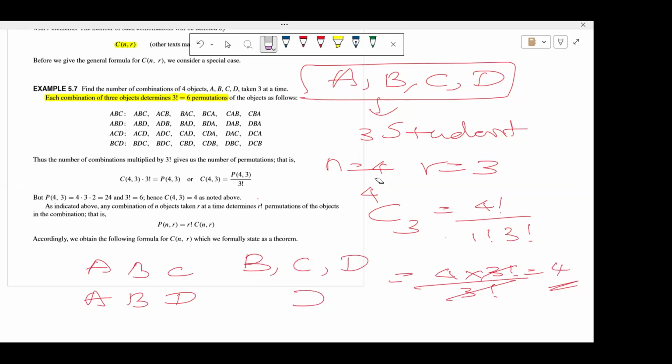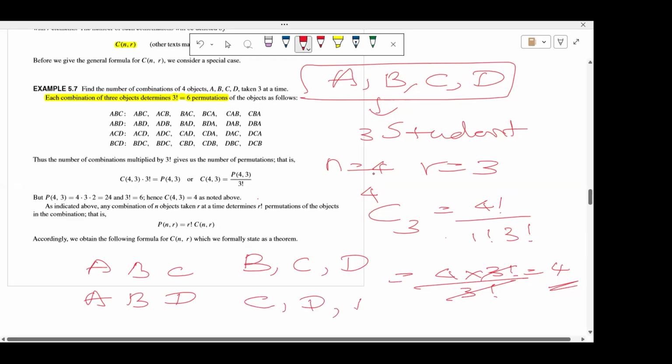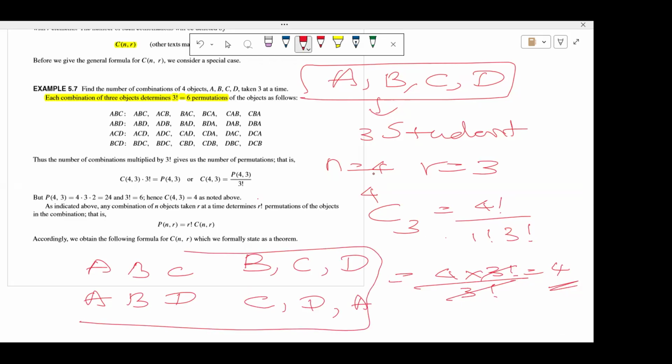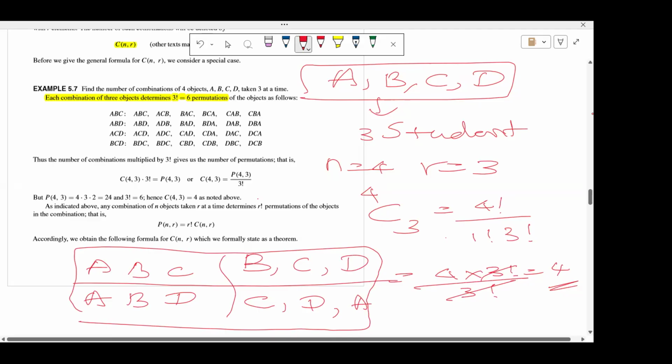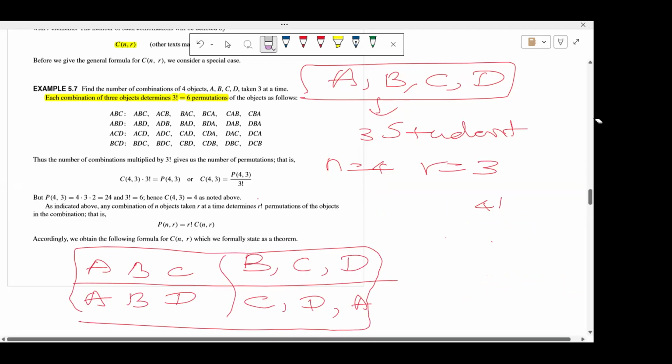BD, BCD as one group, then CDA. So these are the four unique groups we can make, right? We cannot create any other groups. A, B, C as one group, A, B, D as one group, B, C, D one group, C, D, A is another group. Can you tell me any other groups except these four? These are the four groups we are making by utilizing the set of students.